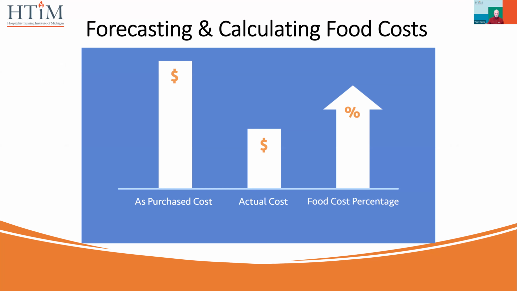So pretty straightforward, right? Divide the actual cost by the purchase cost and you get the food cost percentage. So just need to understand what that means going forward.